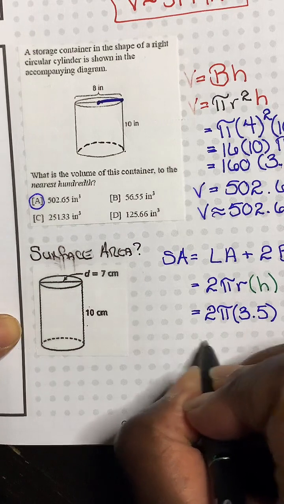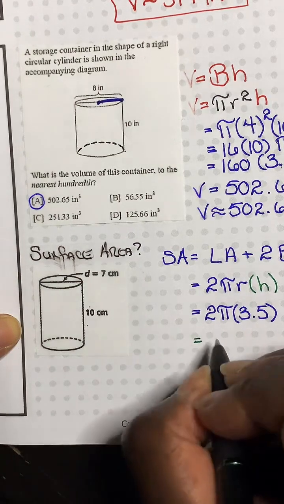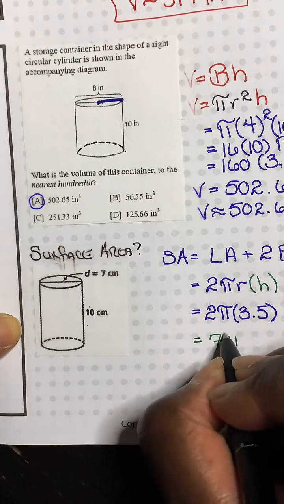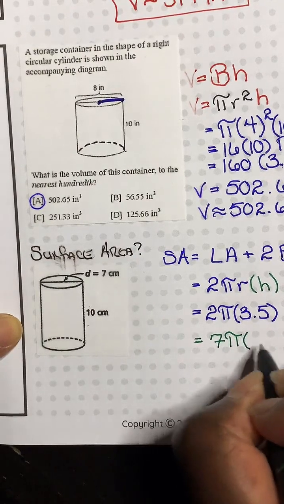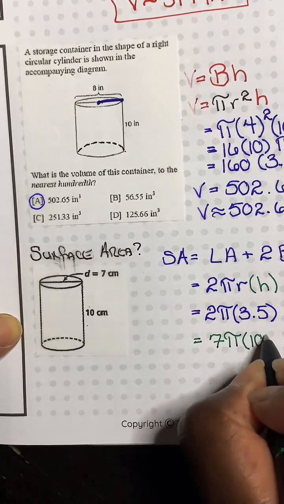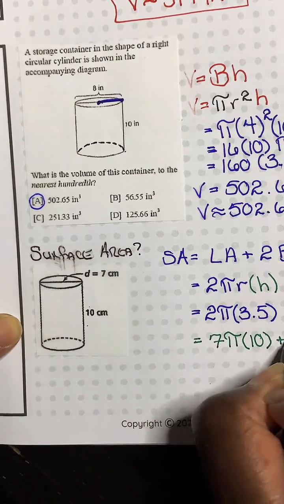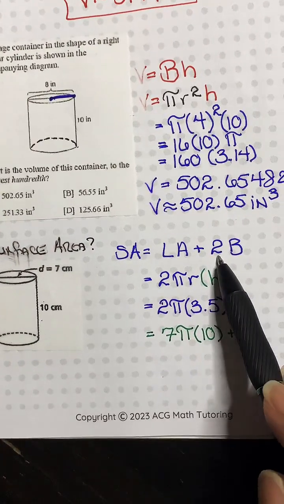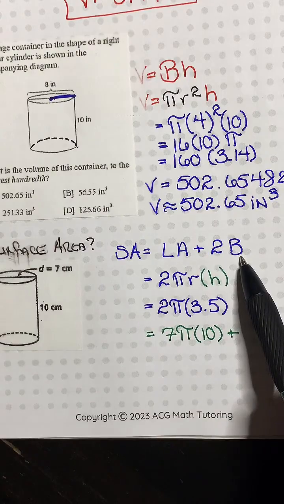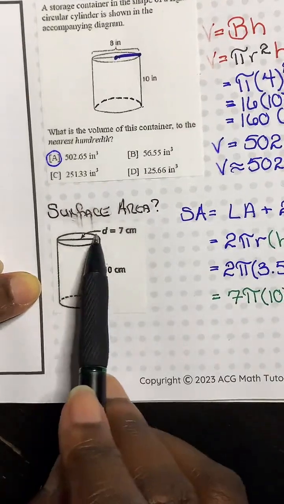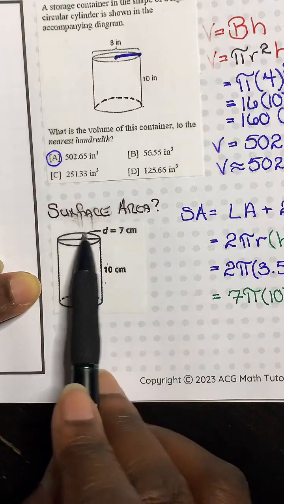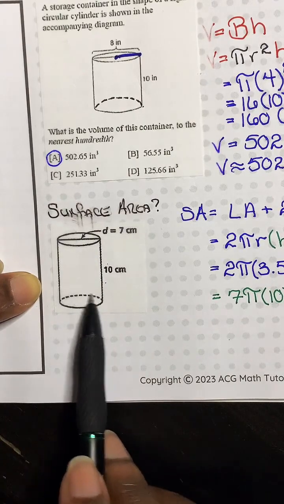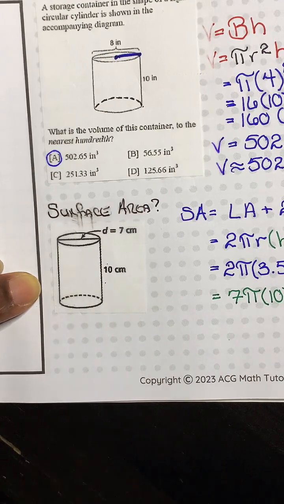So we're going to take my 7 pi times the height, which is 10. Okay, so that's part of it. Now we have to do 2 of the area of the bases. The reason why we need to figure out what's going on up top here and also what's going on down bottom here.